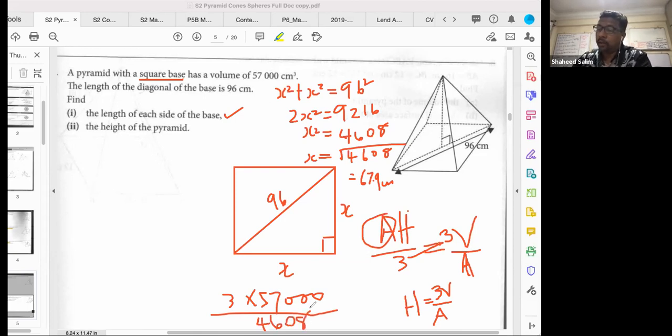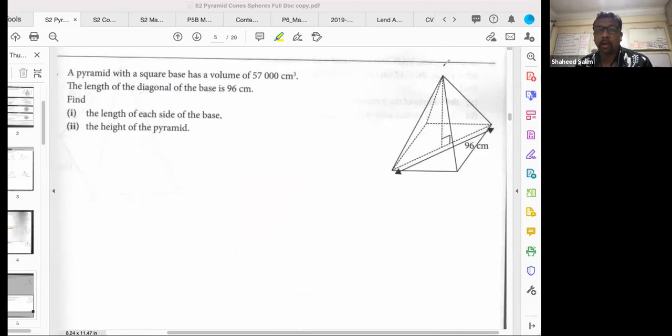Are we okay? And the height is going to be 37.1, according to the book. 3 times 57,000 divided by 4608 gives 37.1. Okay. Are you all okay? Okay, we are going to move on. We're going to try the next one, and then we're going to go to cones.